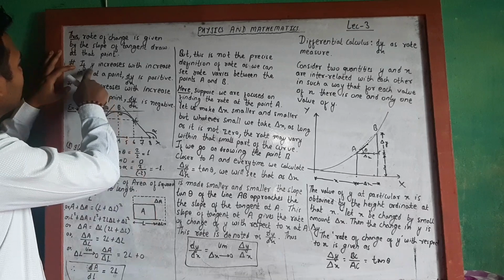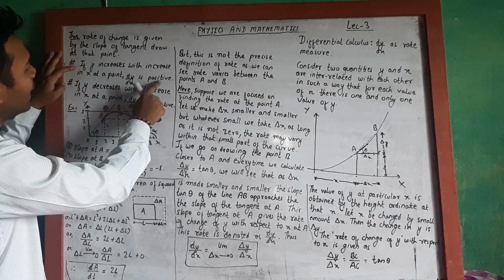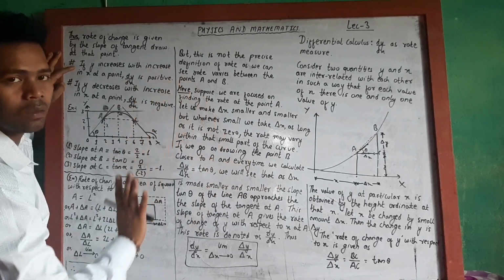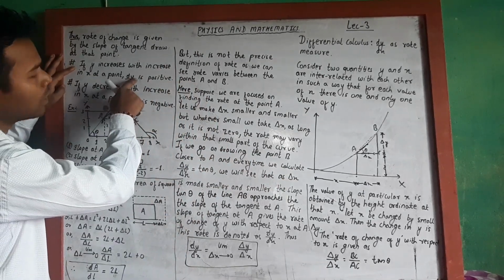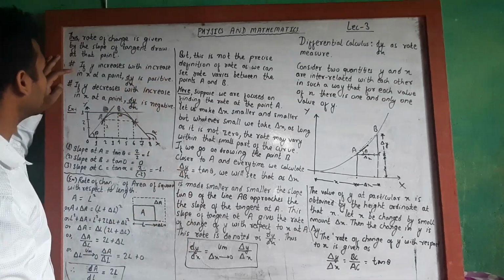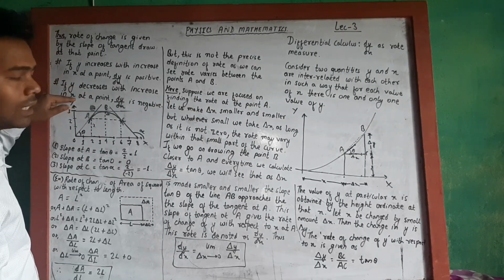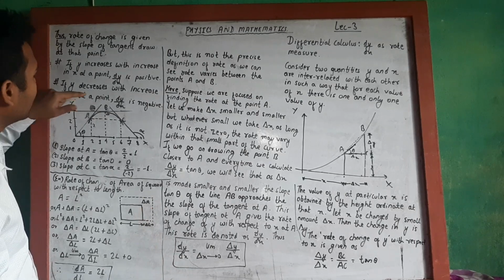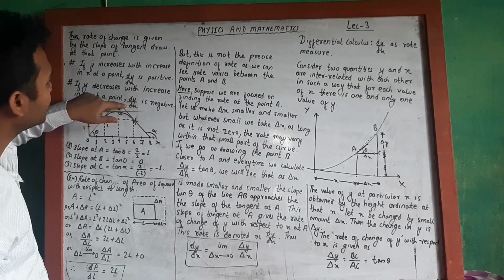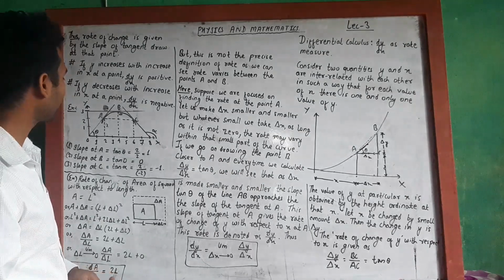Now there are some points which are very important. Let's see here. If y increases with increase in x at a point, then dy by dx is positive. If with increase in x there is an increase in y, then the slope of the tangent or the rate will be positive. And next, if y decreases with increase in x, if x increases and y decreases, then at that point dy by dx, or the rate of change of y with respect to x, will be negative.